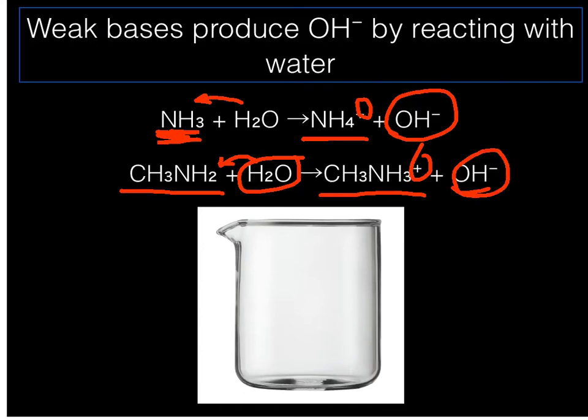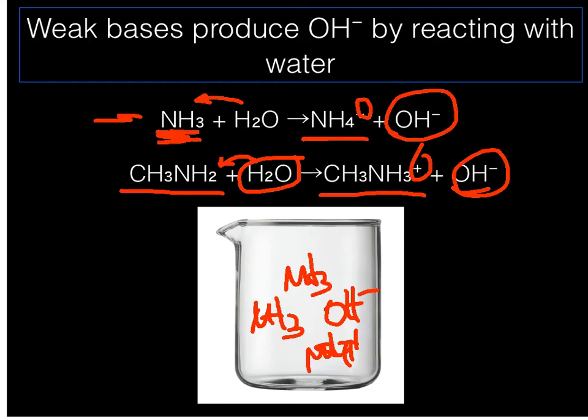Now they're weak bases because they don't do a great job of this. Ammonia, in solution, there's still a lot of ammonia molecules in addition to hydroxide ions and NH4 pluses, and so there's quite a few ammonias, so it's not like it's 100%.